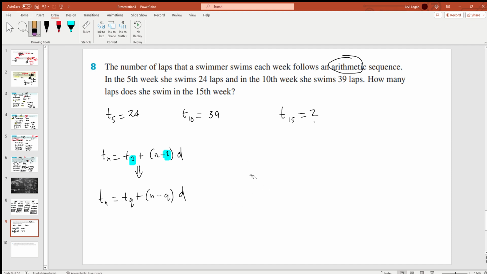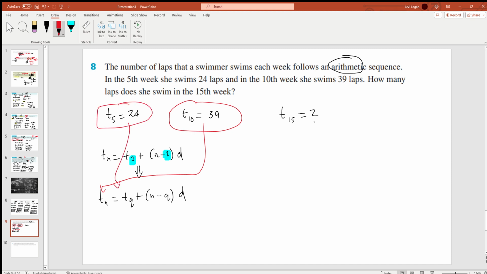Okay, so what we can do here is actually we can choose pretty much two of these. So we can substitute this guy for T of n, and we can substitute this guy for T of q. So in other words, we can rewrite it like the following. We can write, alright, T of 10 equals T of 5 plus, and wherever the n is, you replace with a 10 now. So plus 10 minus, and wherever the q is, you replace with a 5, and D. We know what T of 10 is, and we know what T of 5 is. So therefore 39 equals 24 plus 10 minus 5 is 5, so 5D. And we're going to solve for D.